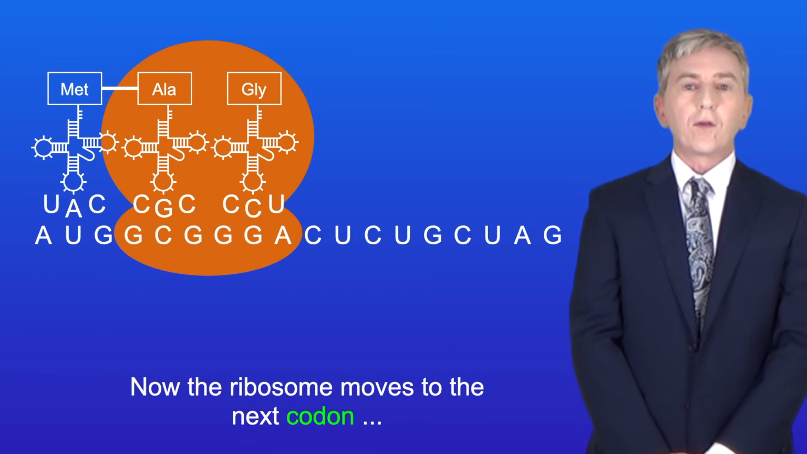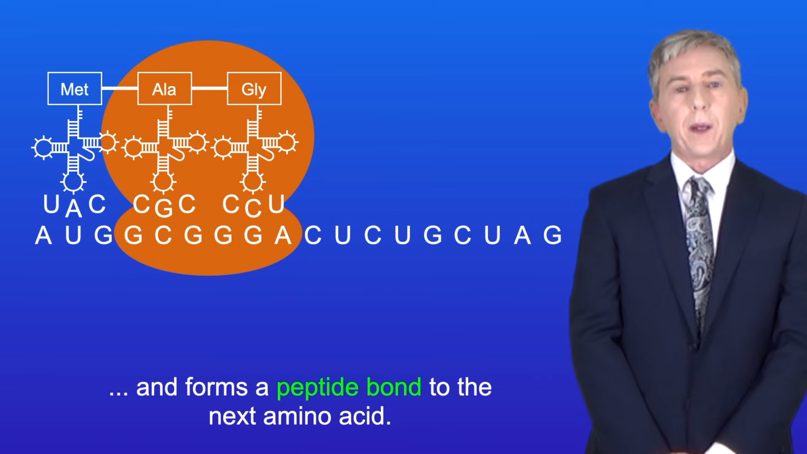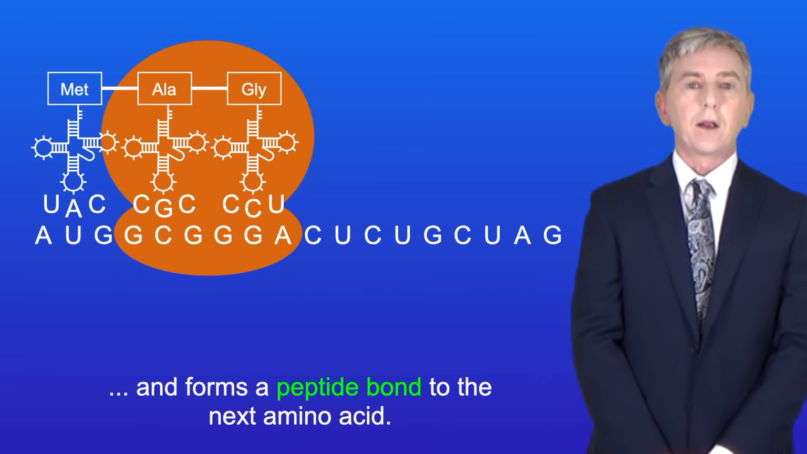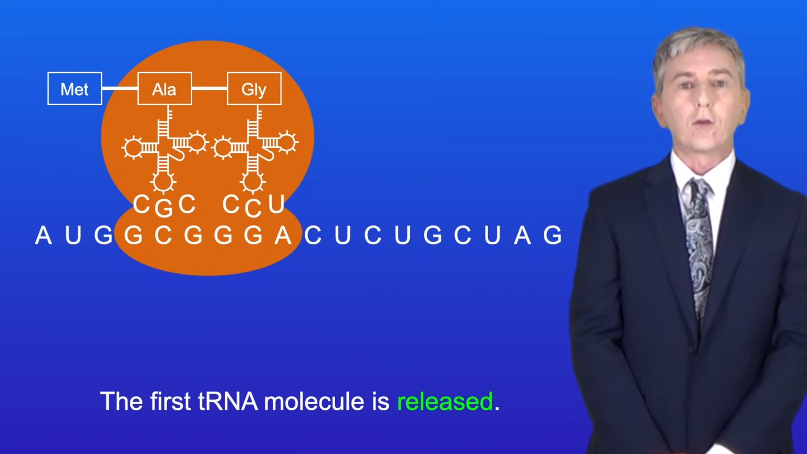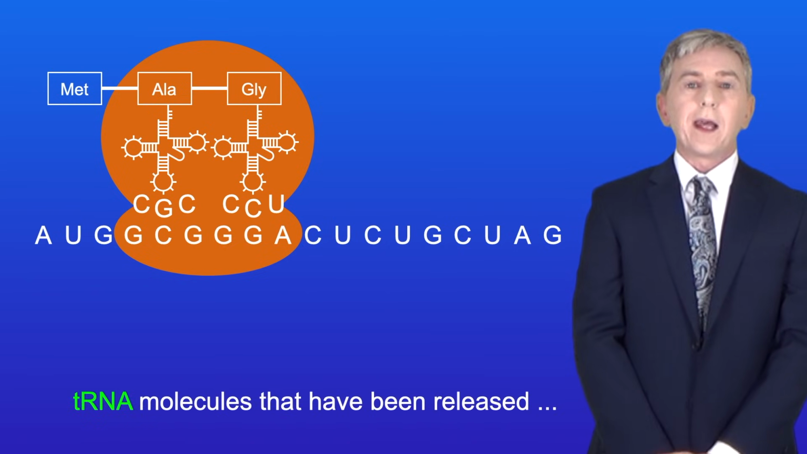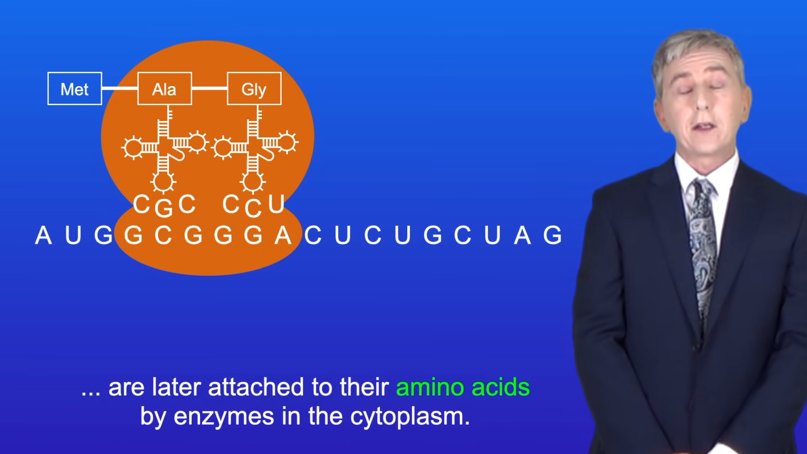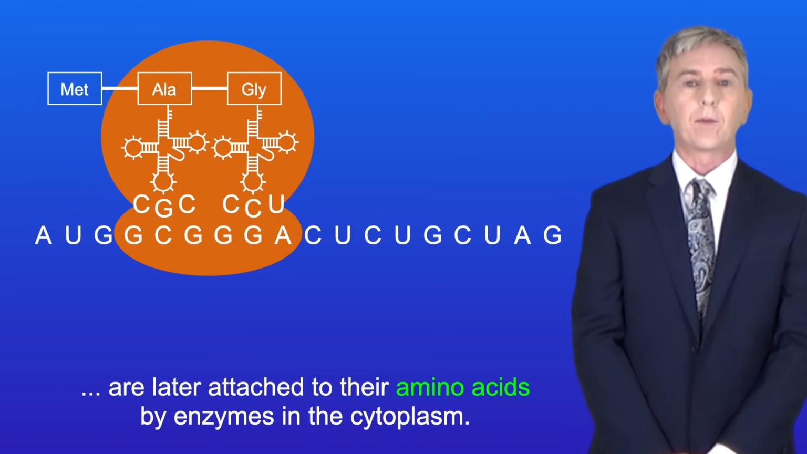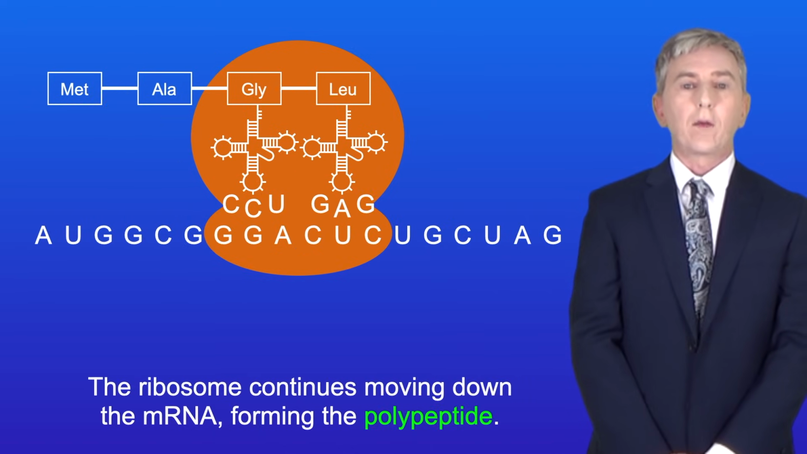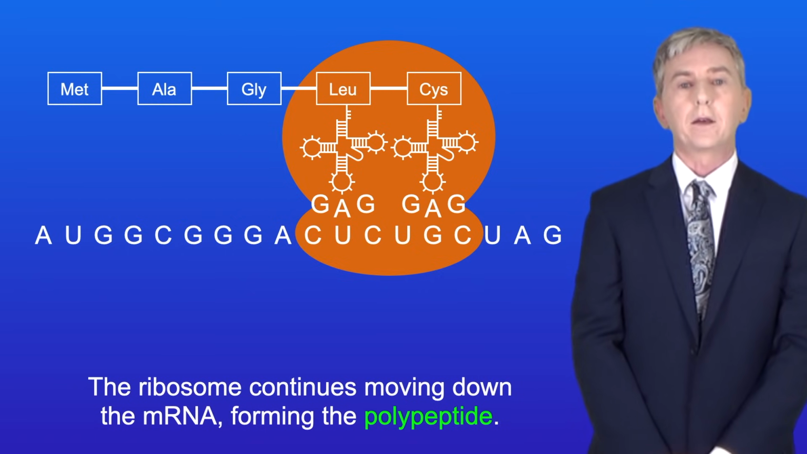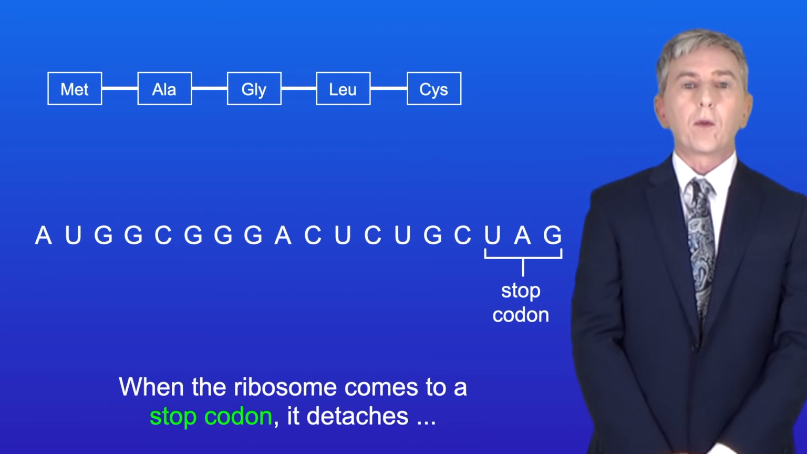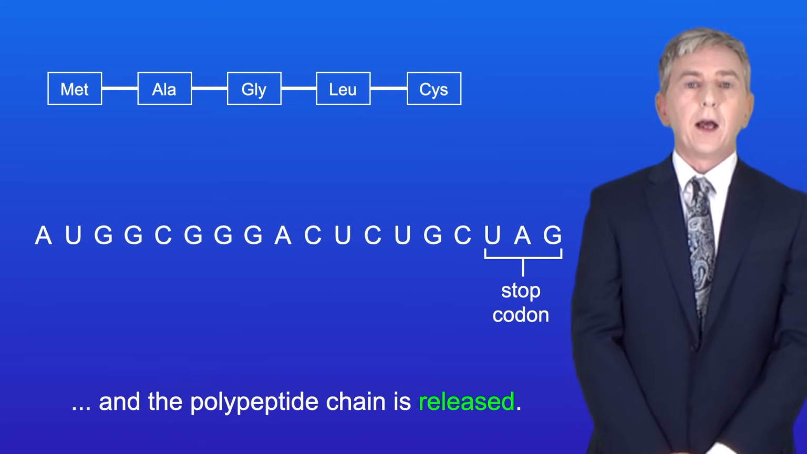Now the ribosome moves to the next codon and forms a peptide bond to the next amino acid, and the first tRNA molecule is released. tRNA molecules that have been released are later attached to their amino acids by enzymes in the cytoplasm. The ribosome continues moving down the mRNA, forming the polypeptide. When the ribosome comes to a stop codon, it detaches, and the polypeptide chain is released.